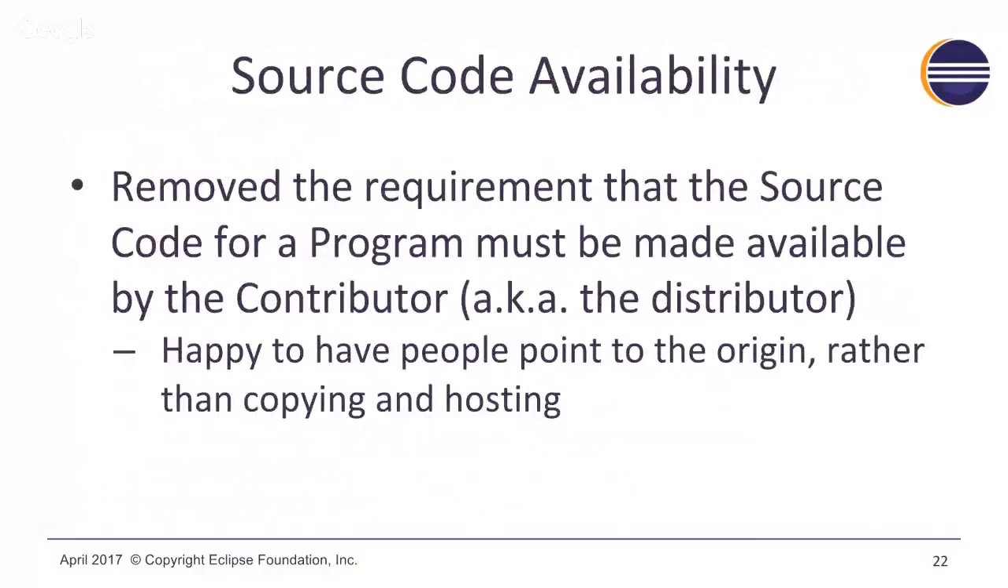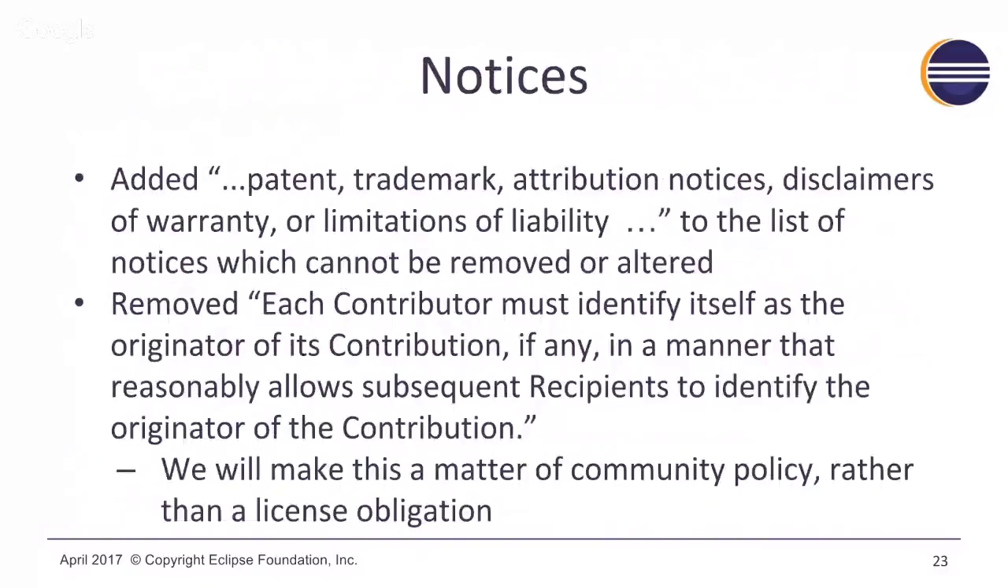As I talked about earlier, we removed the requirement that source code has to be copied by the distributor. We're perfectly happy to have distributors point back to the repositories at the Eclipse Foundation as the place to find the source code for what they're distributing. Notices, this is stuff only lawyers can love, but we basically added some requirements around the notices that cannot be removed or altered, and removed a sentence that was in the first version that will just move into a matter of Eclipse Foundation policy rather than a license obligation.